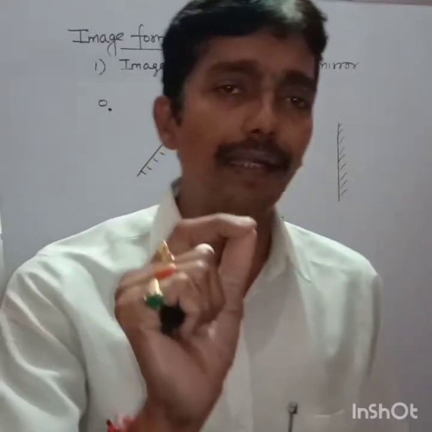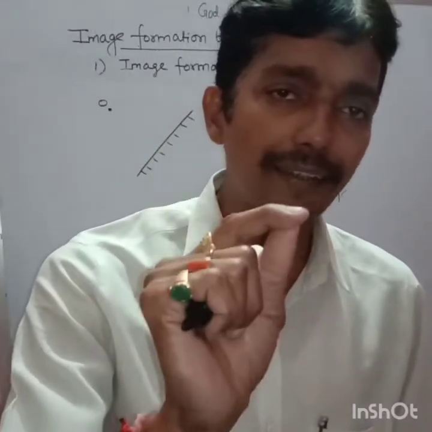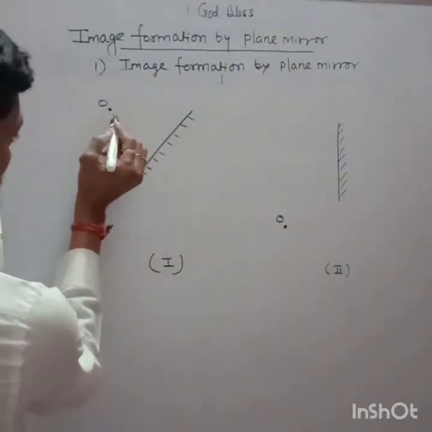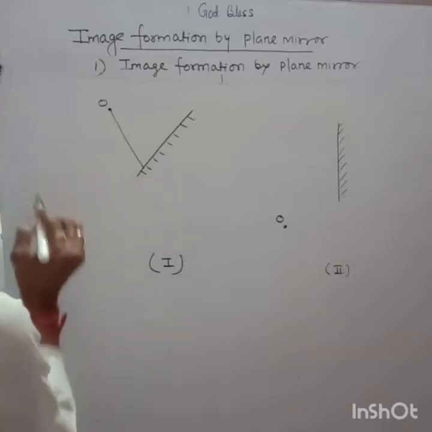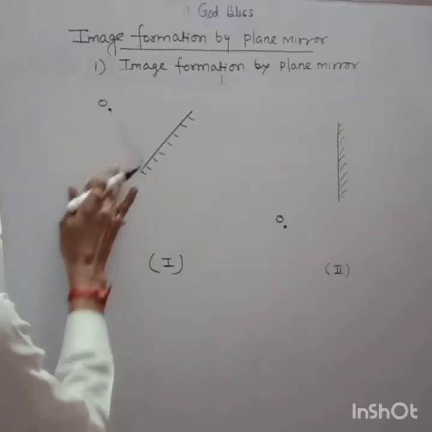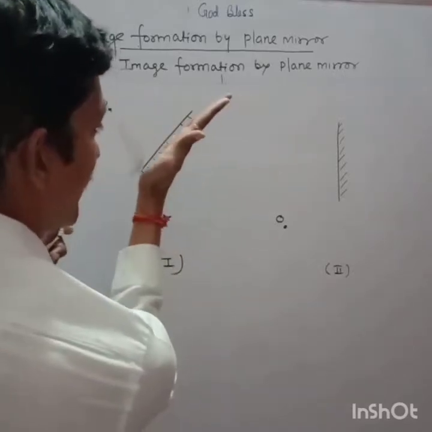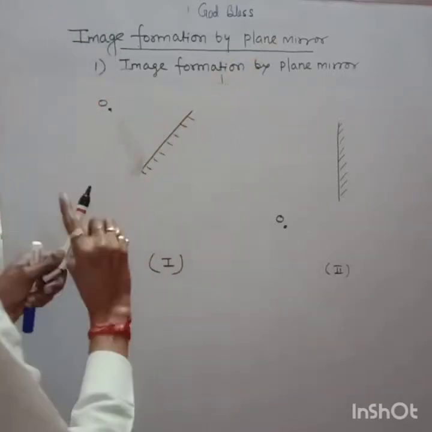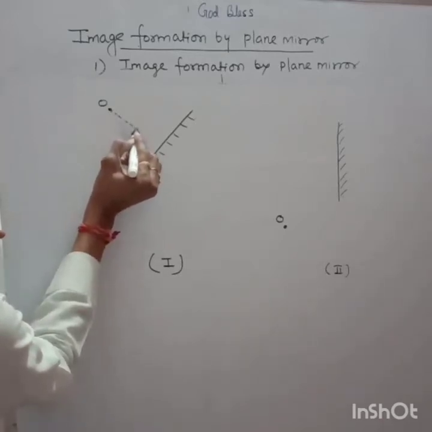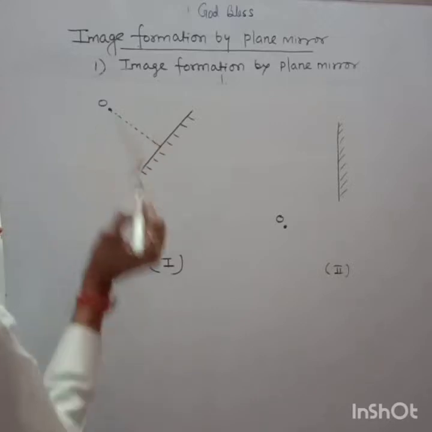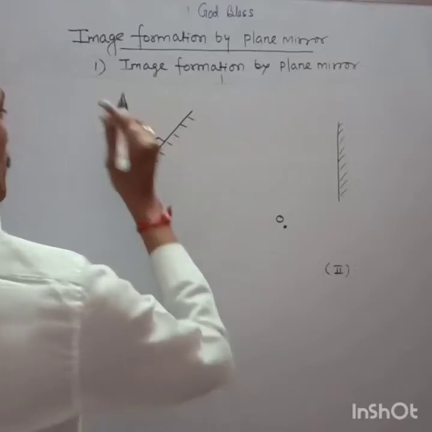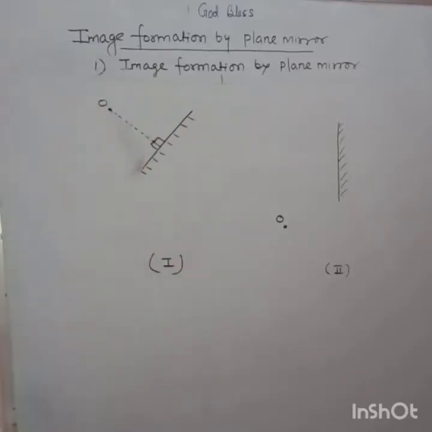Draw the perpendicular from the object to the plane mirror. So how will you draw the perpendicular? Is this a perpendicular? No, this is not the perpendicular. Because the mirror is like this, perpendicular means it is normal, right? Like this. This is the perpendicular I have drawn from the point object. Am I clear?